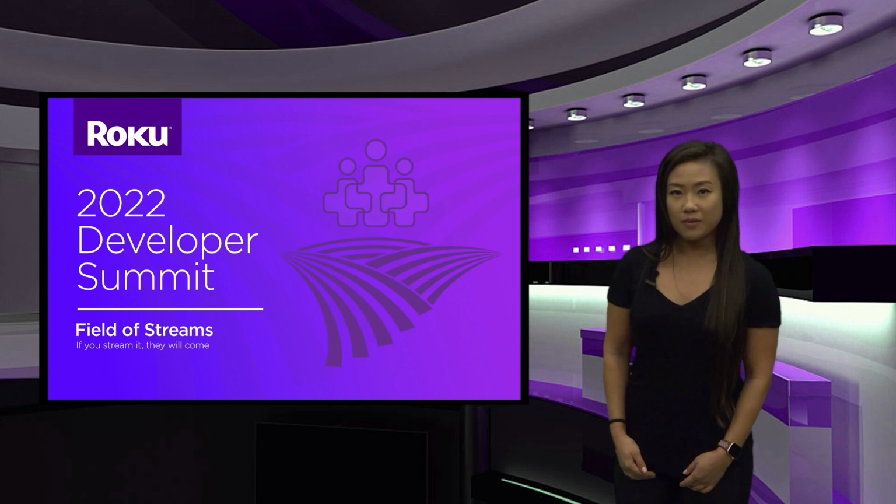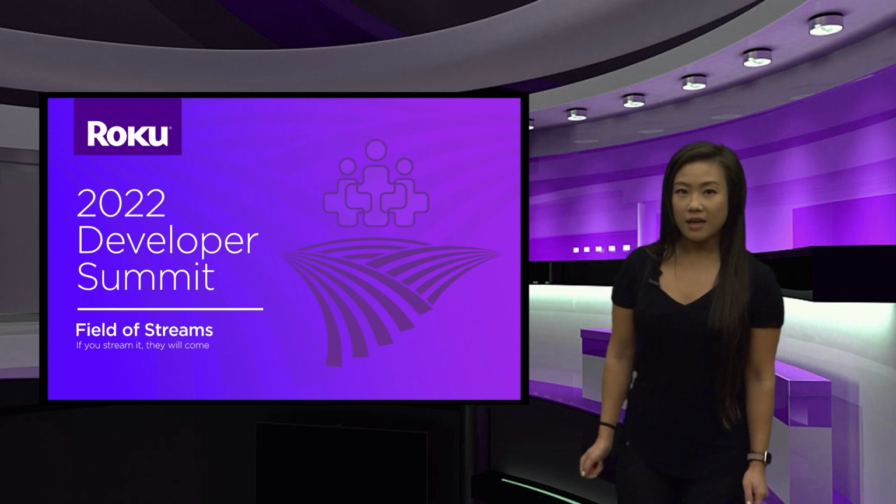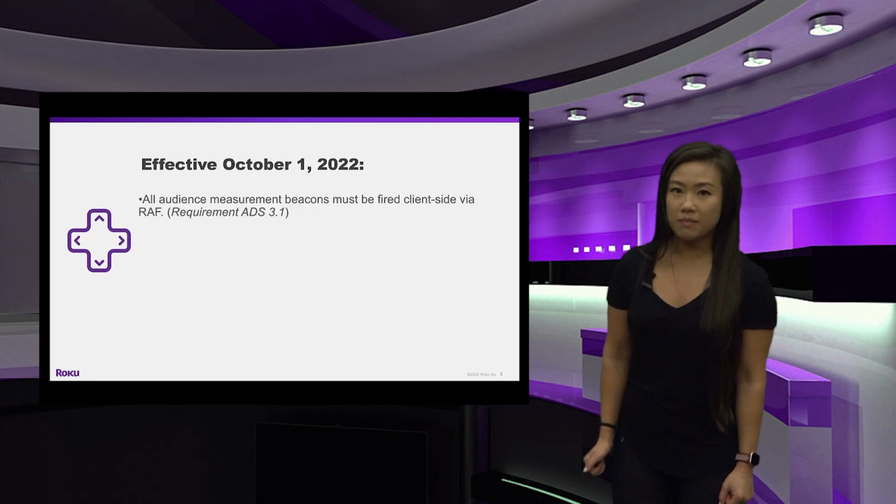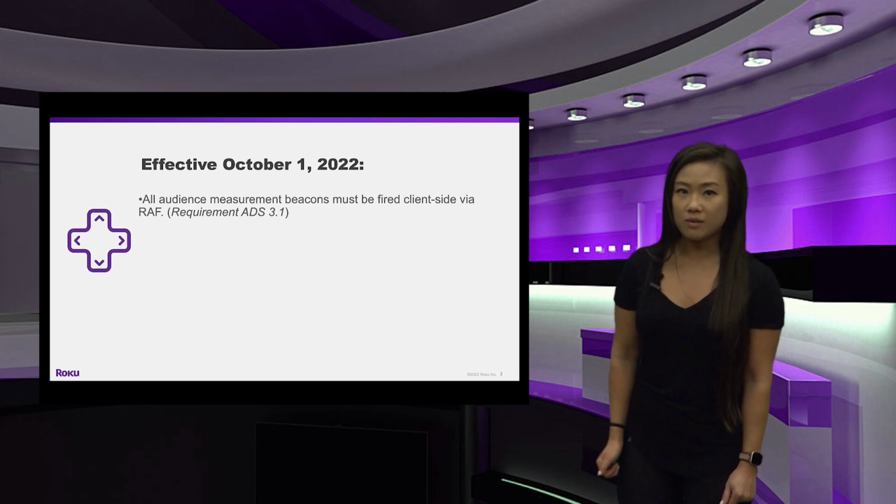To coincide with Roku's OS release schedule every spring and fall, Roku also updates channel certification criteria. As of October 1st, 6 new certification requirements have gone into effect. First, all audience measurement beacons must be fired client-side via the Roku Ad Framework, also known as RAF. Doing this is important because it automatically applies the Roku Advertising Watermark to the measurement beacons. This helps verify the measurement beacons came from authentic Roku devices.